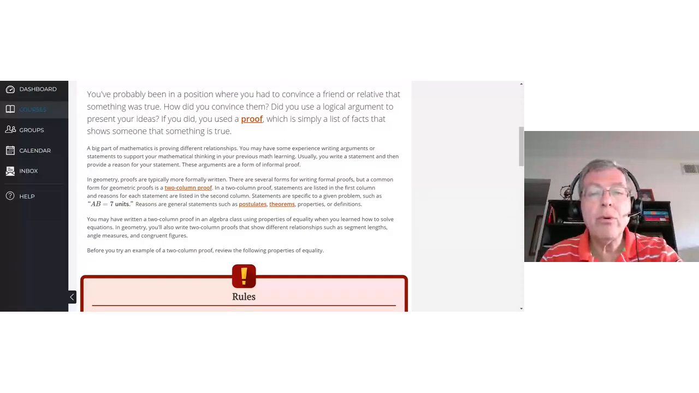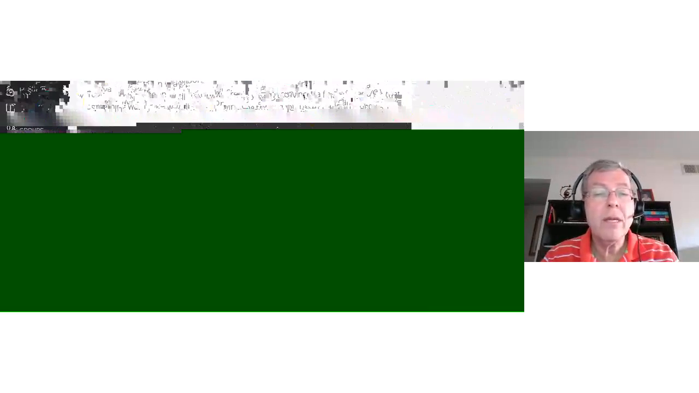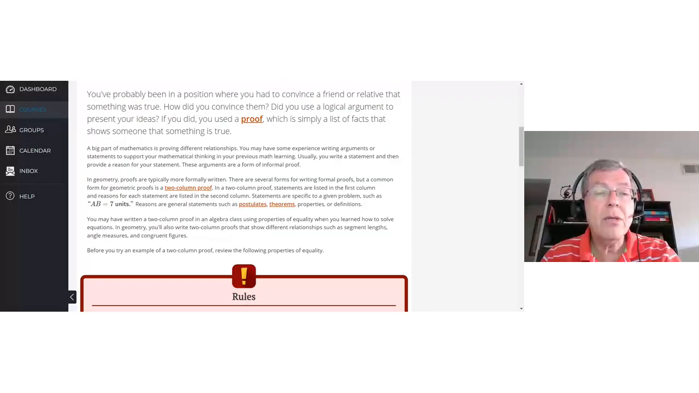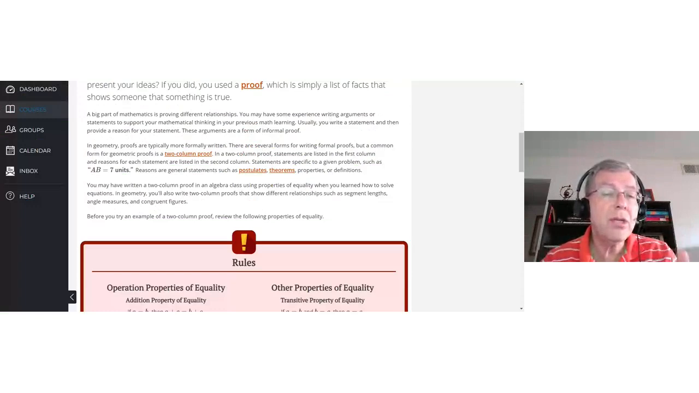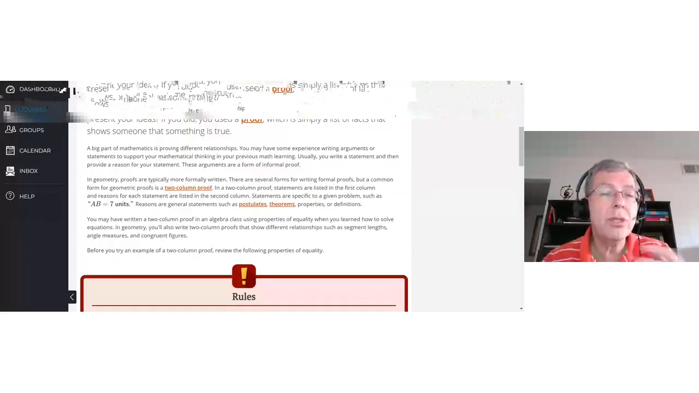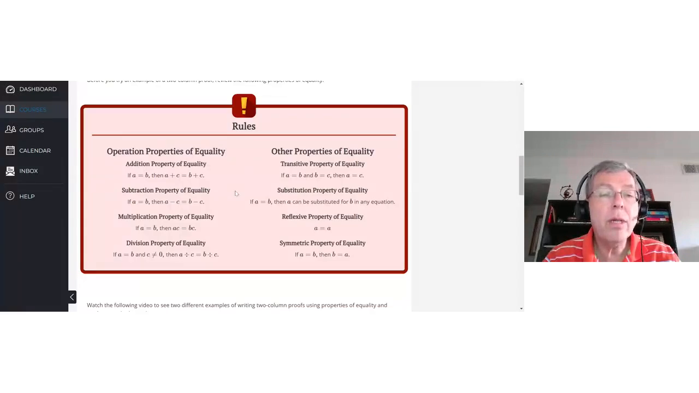So you see in red proof, 2-column proof, postulates and theorems, right? And you see in quotes in bold, AB equals 7 units. So these are the things that you're in. These are the tools. This is your tool kit, right? Here again, you've seen like in that presentation, addition property of equality.